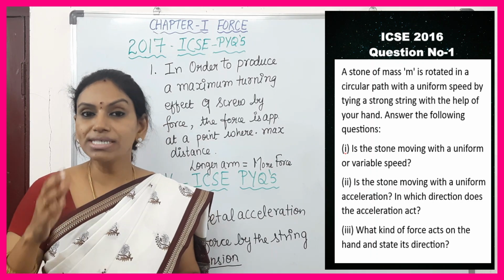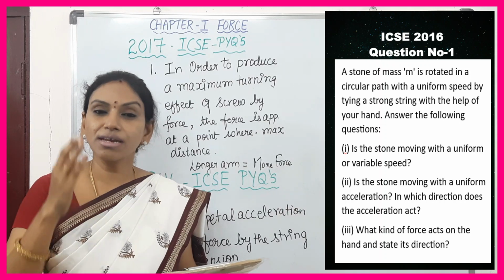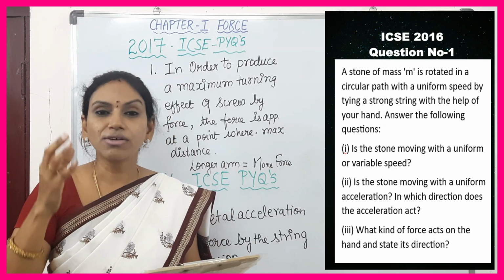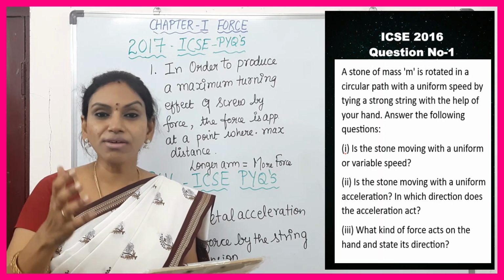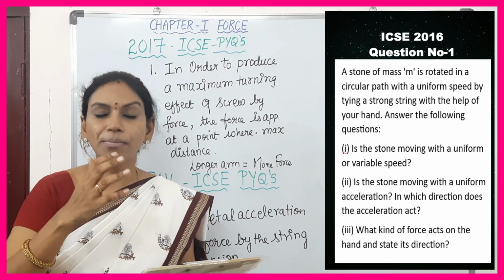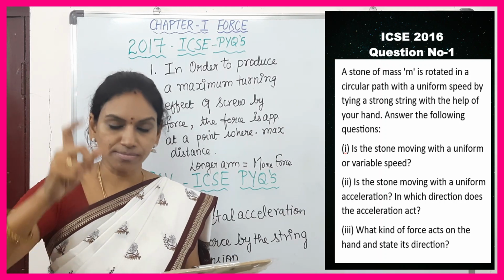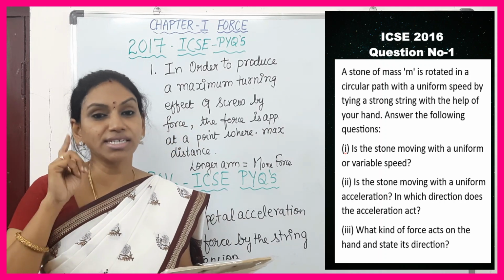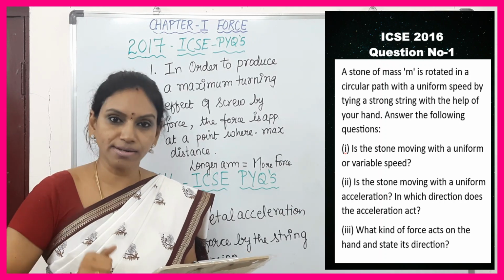Why is it called centripetal acceleration? Because this acceleration makes the object move in a circular path, where the force is applied at the center. Where is the force being applied? To the hand, which is held at the center of the string. Third: in which direction does the acceleration act? The acceleration acts towards the center.